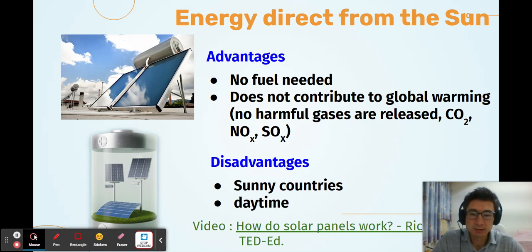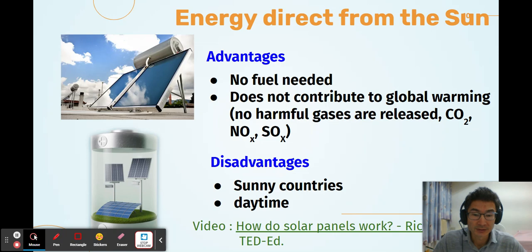So let's talk about advantages and disadvantages. First of all, advantage: no fuel required, like gas or oil or wood. Nothing required. It does not contribute to global warming. That's the main important part. It does not contribute, and it is renewable. It does not run out unless there is no sunshine.